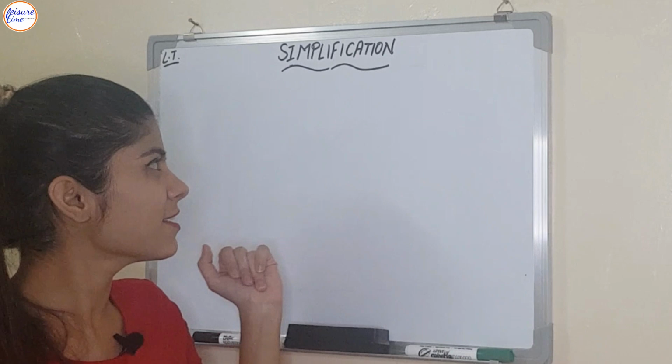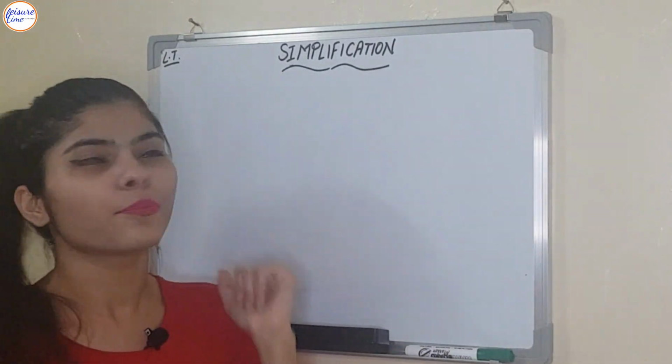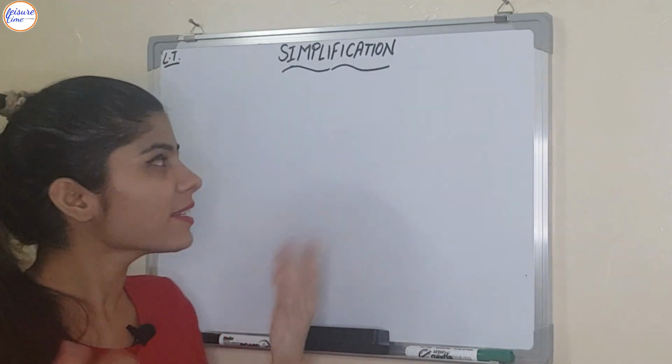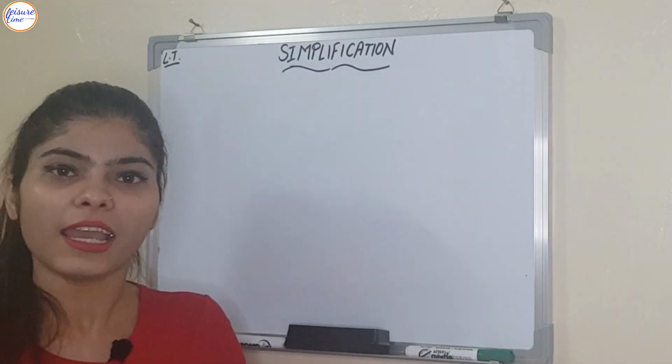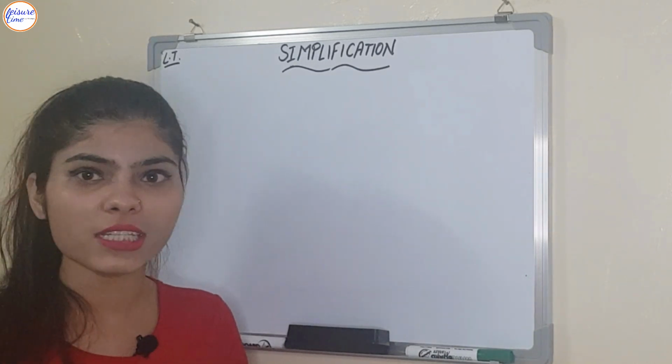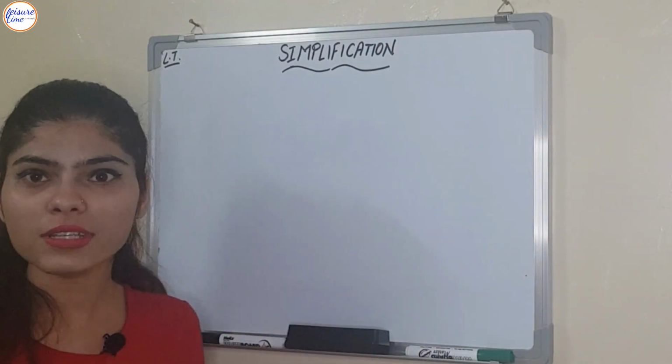So look at this. What is written here? Simplification, as simple as this name. So what is simplification? To simplify any expression in mathematics. So how will you use it and what are its rules? Let's get started.